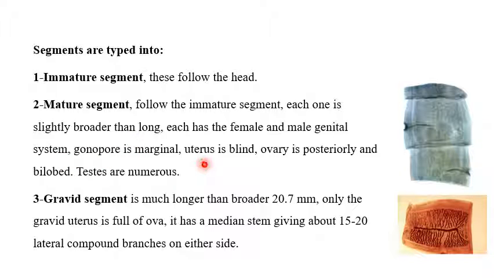Gonopore is marginal. Uterus is blind. Ovary is posterior and bilobed. Testes are numerous. A gravid segment is much longer than broad, 20.7 mm. Only the gravid uterus is full of ova, as you see here. It has a median stem giving about 15 to 20 lateral branches on either side, as you see here. These are the uterine branches.